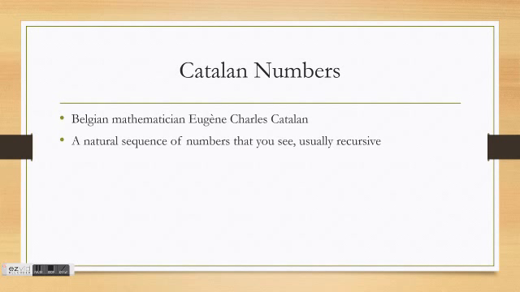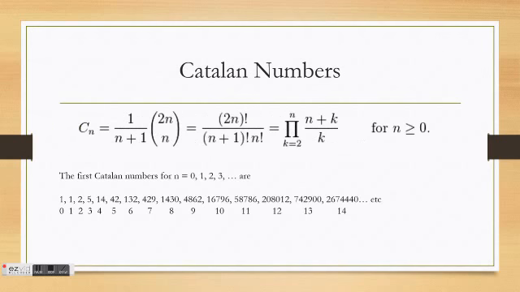They're usually recursive. There's another one that we see, like the patterns in shells, like fractals. The Catalan numbers are something like that, something that we can use. And so here we go.